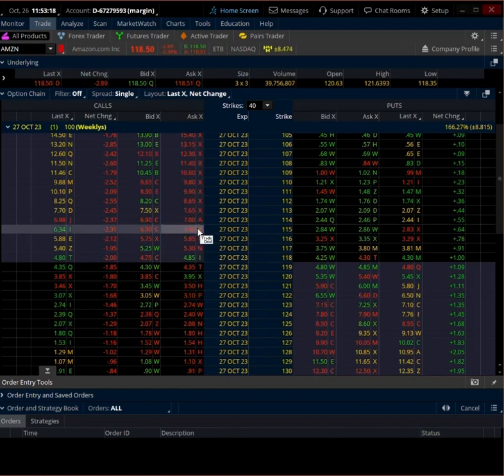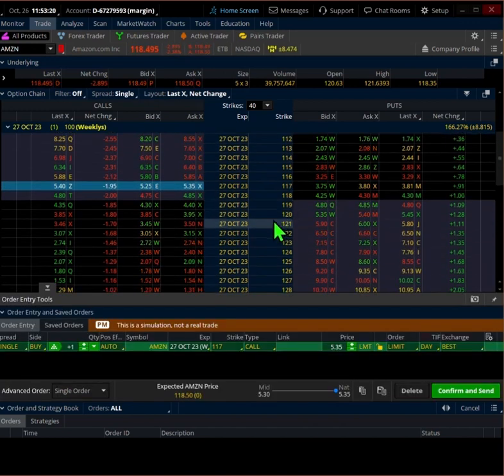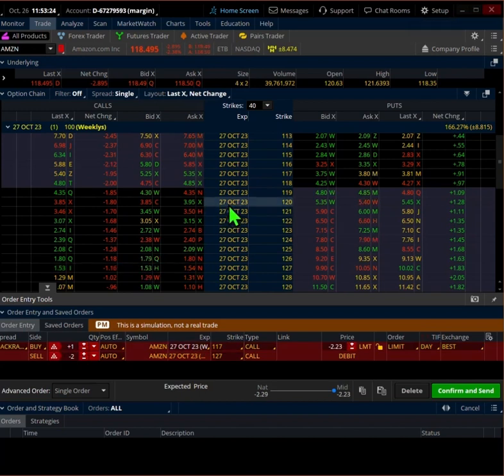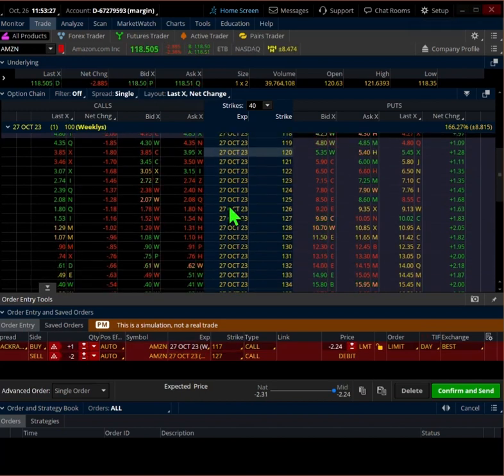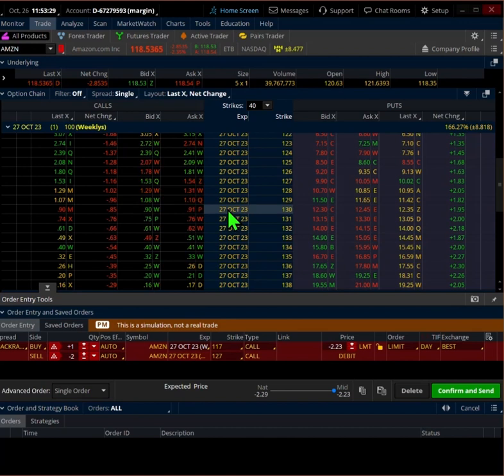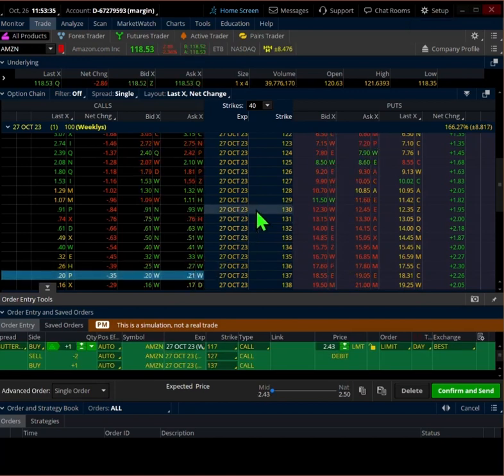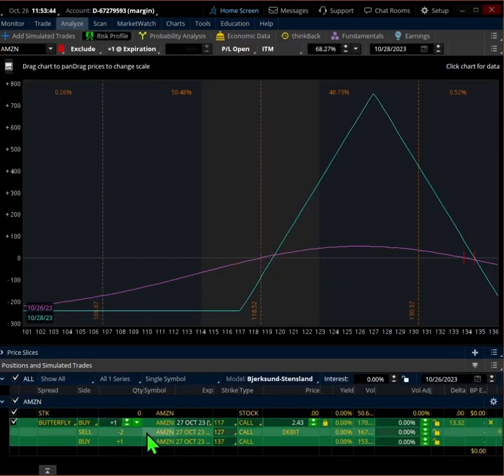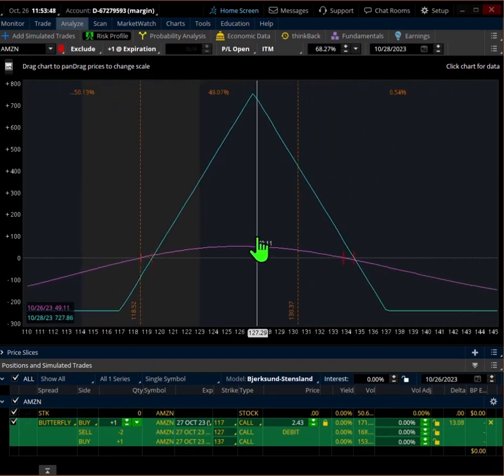So we're going to buy a 117 call, and we're going to sell two 127 calls, and we'll try not to make the mistake that we did on Tuesday with Meta. We'll do the right strike here. We'll buy the 137 call. So it looks like that's going to be about a $2.50 debit. Now let's bring this up on the old Analyze page here. And okay, good. I was hoping we weren't going to have Meta up here at the same time.